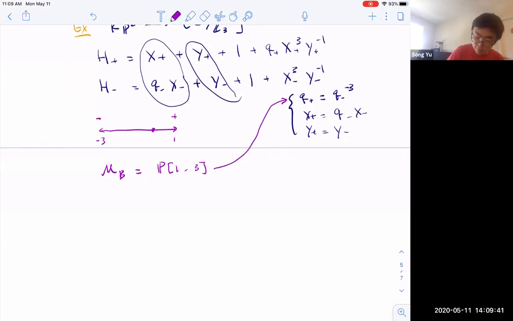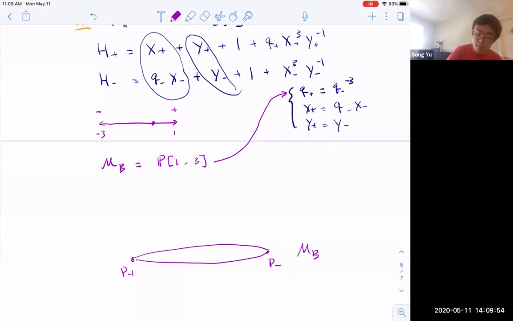Yeah, so let me draw this picture. On the base, we have M_B, and we have two points, P plus and P minus, corresponding to the two faces. For generic points in the moduli space, our compactified mirror curve would just be an elliptic curve, so it has genus 1.